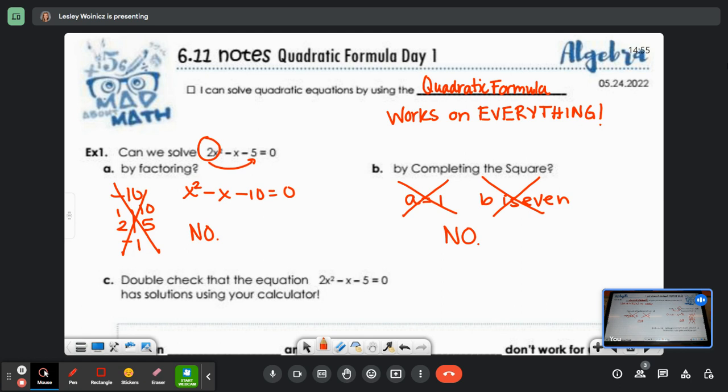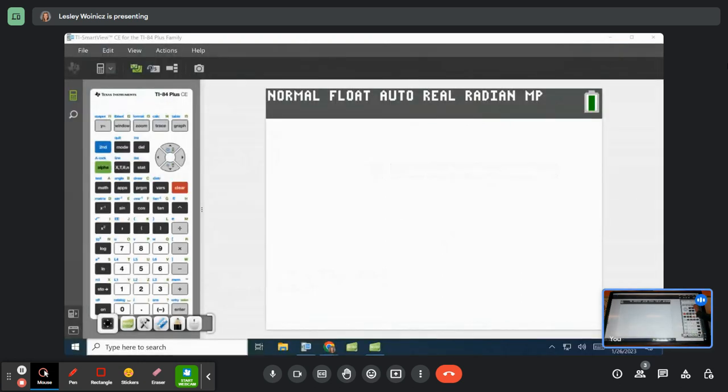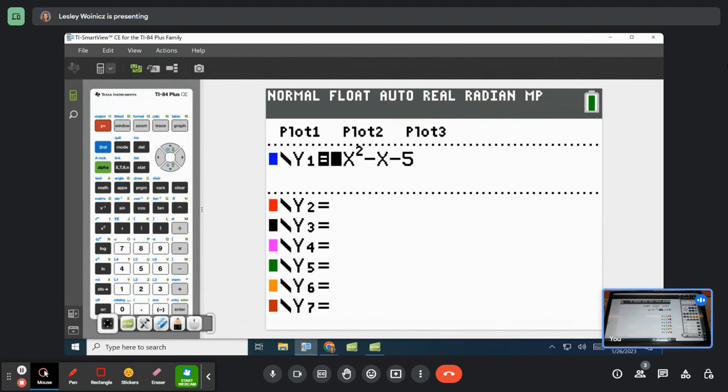Now, before we do a whole bunch of work and try to find solutions that don't even exist, real solutions, let's make sure that this crosses the x-axis and actually has real solutions, okay? So we're going to put it in the calculator. Remember that the 0 comes from when we turn to y equal to 0. So we're going to go to y equals, and we're going to put in 2x squared minus x minus 5. Go to your calculator and put that in. It should look like mine.